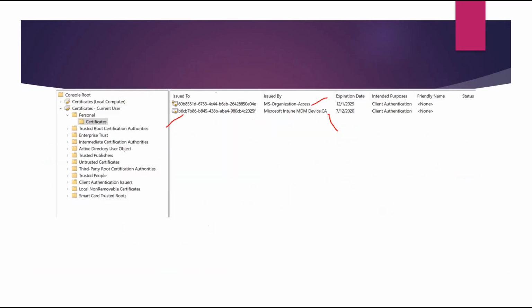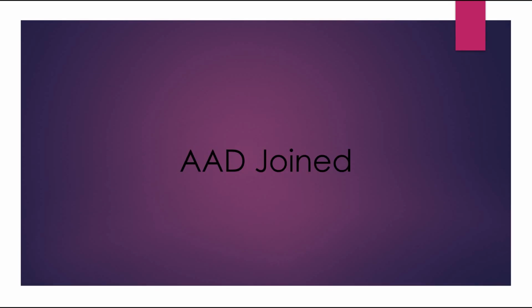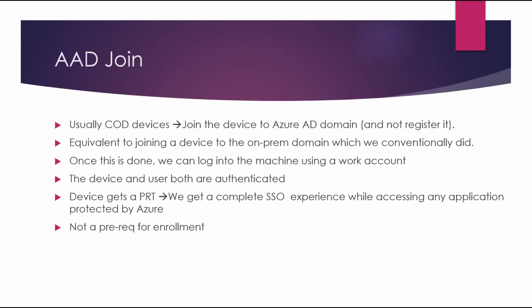Now let's understand what Azure AD joined is, and then we'll compare how it is different from the previous option, which is Azure AD registered. First of all, Azure AD joined, more often than not, will always be for company-owned devices. If you're from the on-prem infrastructure, you would know that we have an on-prem domain controller, and we join our devices to the on-prem domain. But let's say you have a corporate device and you don't have an on-prem domain. You don't have the domain controller.